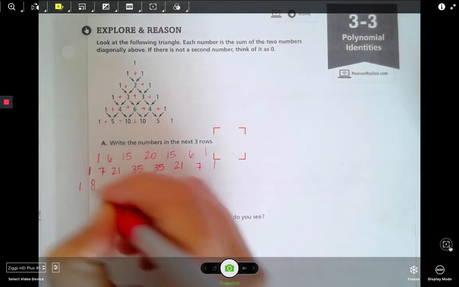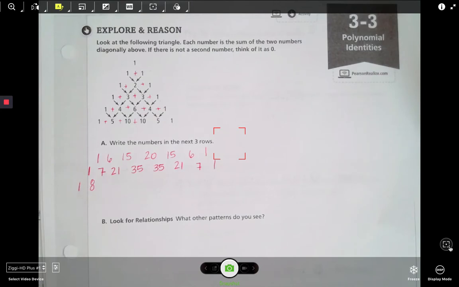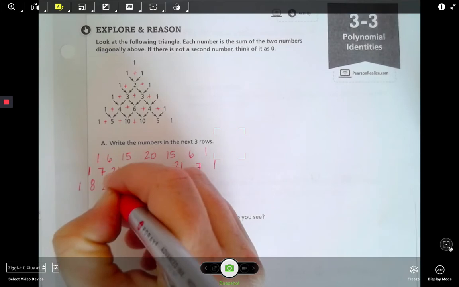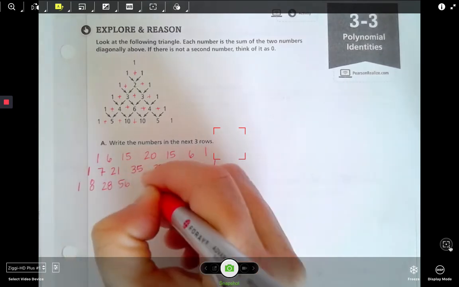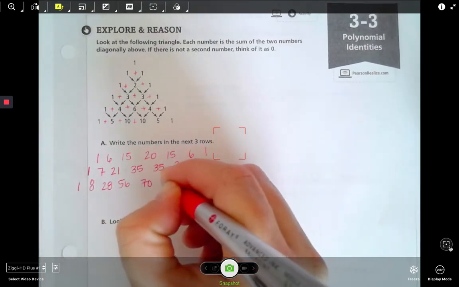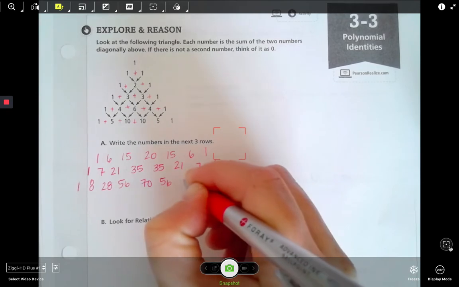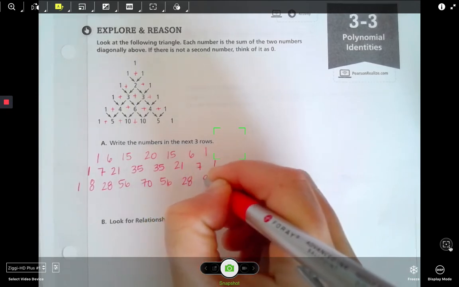Last row that they want us to do. This could keep going on forever. 7 plus 21 is 28. 21 plus 35 is, what is that, 56? 70, 56, 28, 8, and 1.